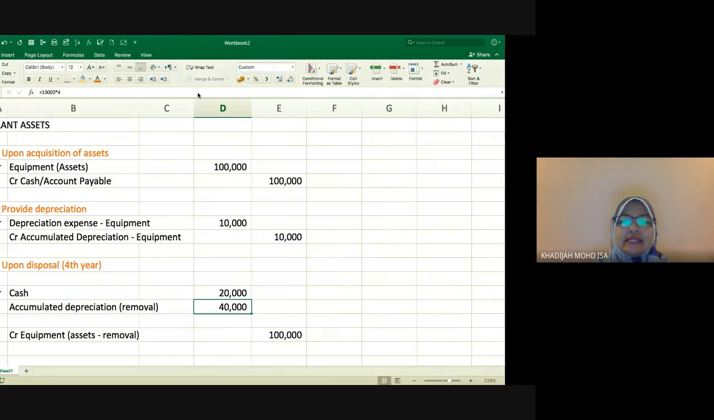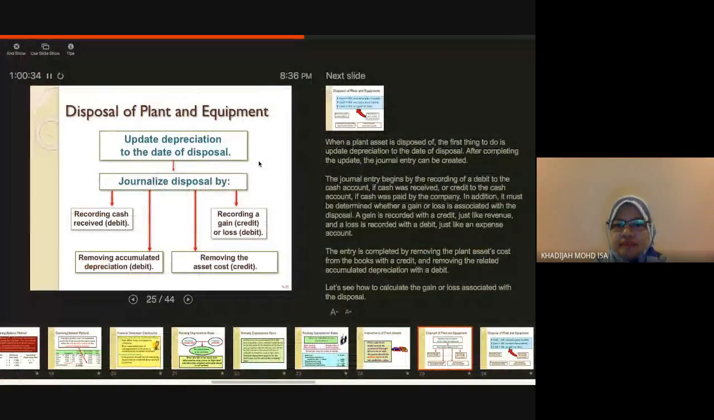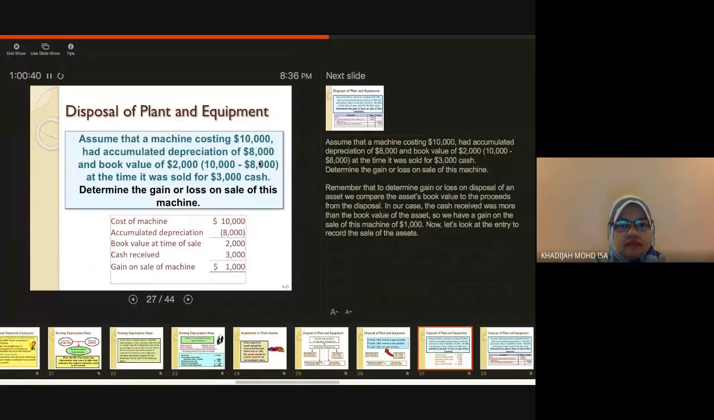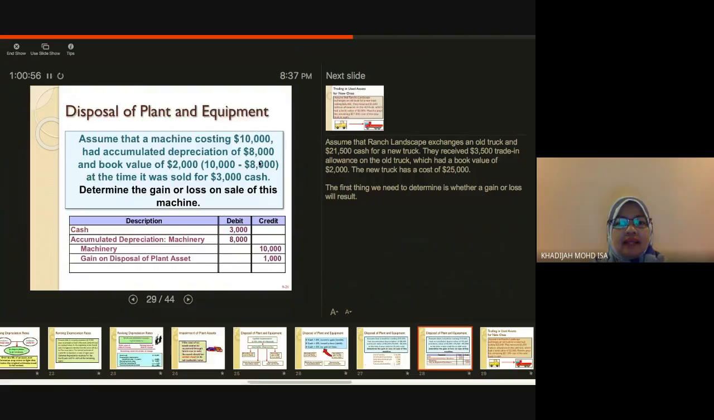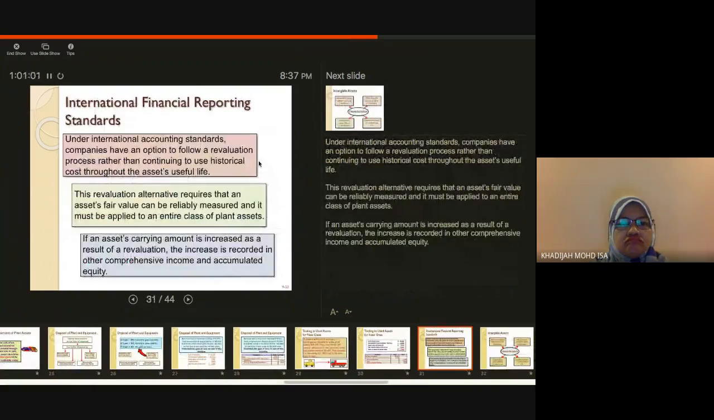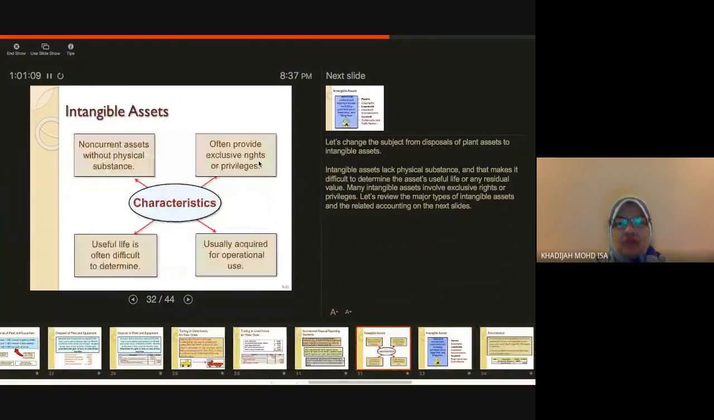So let's see what it says in the textbook. Hold on. In this case, for example, they already give you the book value, right? Machine cost 10,000, accumulated depreciation is 8,000, and it was sold for 3,000. So this is the example in the textbook. I don't want that. I want to see whether the company has an option to follow the revaluation process. It doesn't say anything about that yet. No, it's not mentioned there.